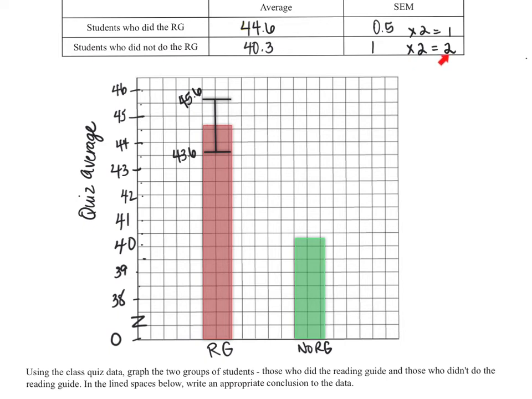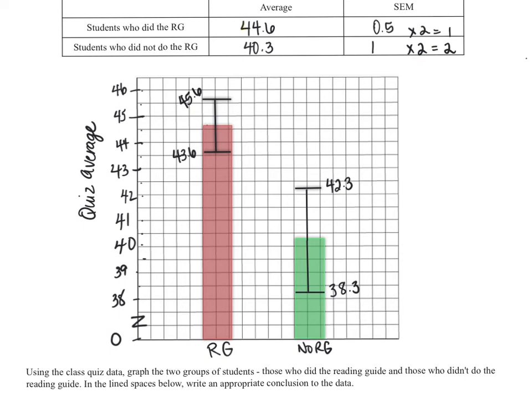So now I'm going to go up to 42.3. And now I'm going to put the lower extreme, which will go down to 38.3. So now I have my bar graph, your averages bar graphed, and I've included the standard error of the mean. And I've also included, in this particular one, I went ahead and went to two standard errors of the mean so that we can do some analysis.